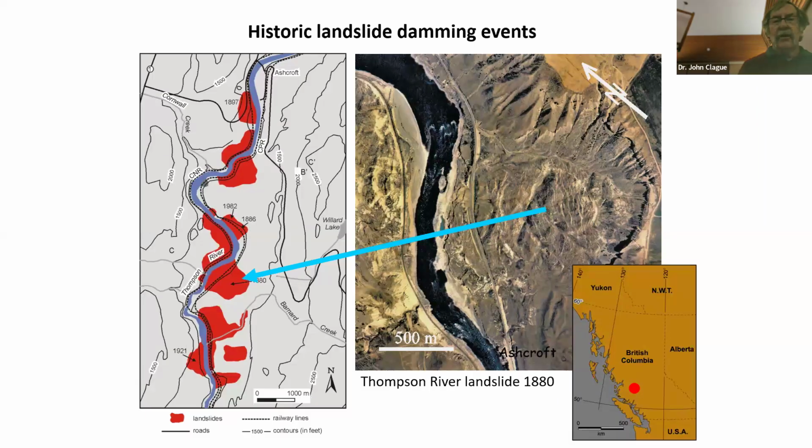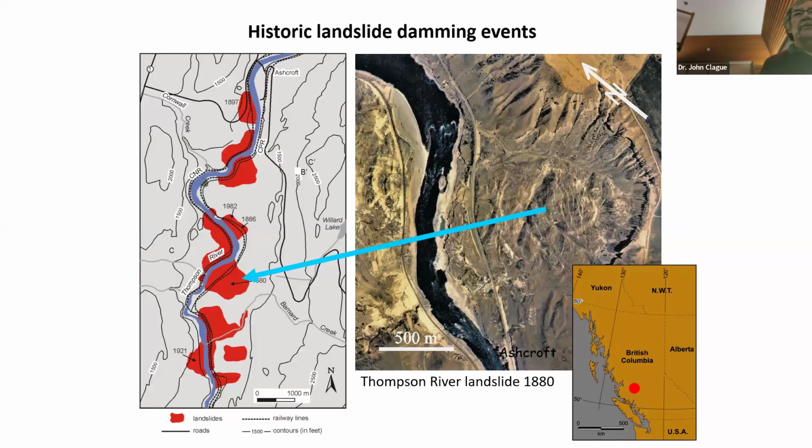So let's move up into historic times. And I want to describe briefly landsliding that occurs along the Thompson River Valley, south of Ashcroft. All those red blotches are landslides that likely have impacted the Thompson River, which is a major tributary of the Fraser River. And one of them, the one that is linked to the blue arrow to the image on the right, occurred in 1880 exactly, and in fact did block the Thompson River.